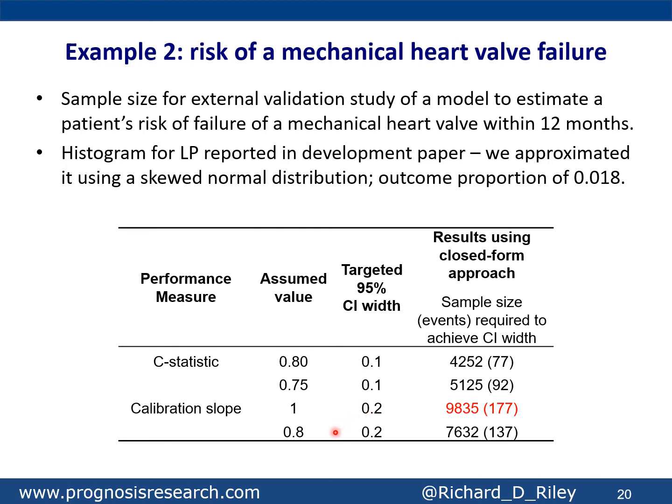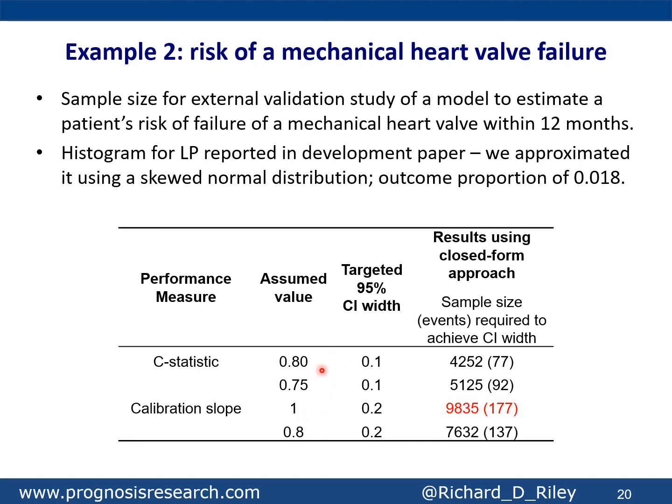If we lower the calibration slope, remember earlier I said that often the calibration slope is less than 1 in new data, then actually we need smaller sample size to estimate that precisely. Therefore, the original calibration slope of 1 is a more conservative sample size calculation.